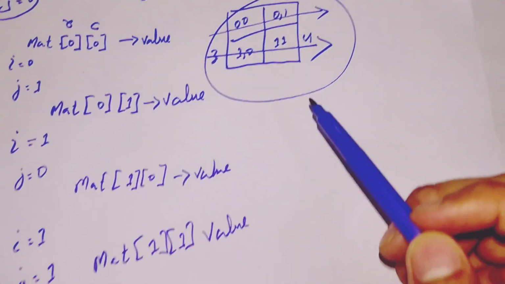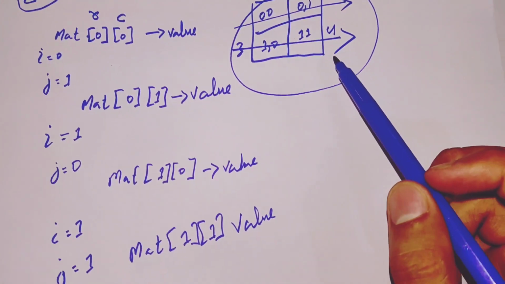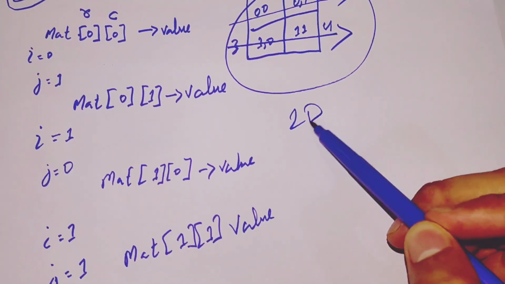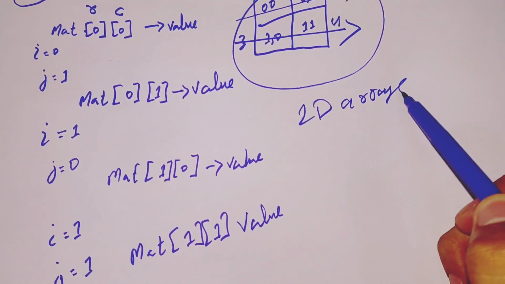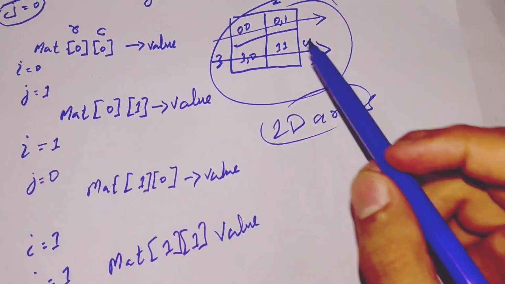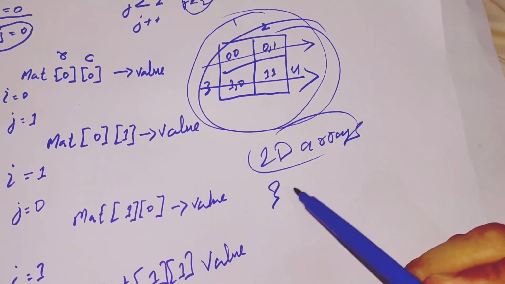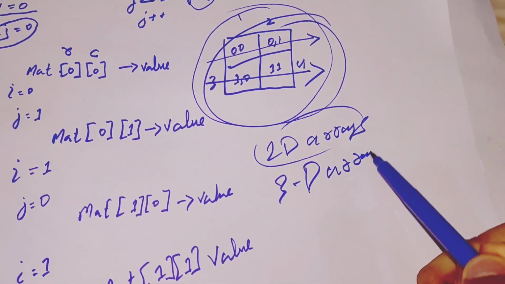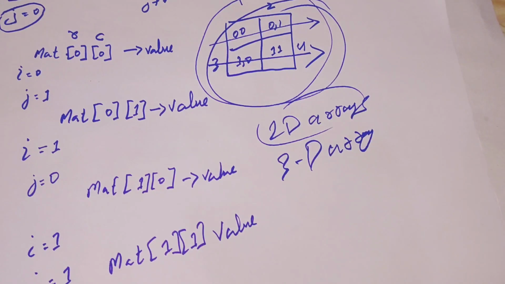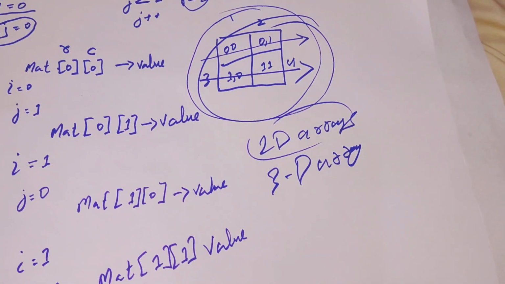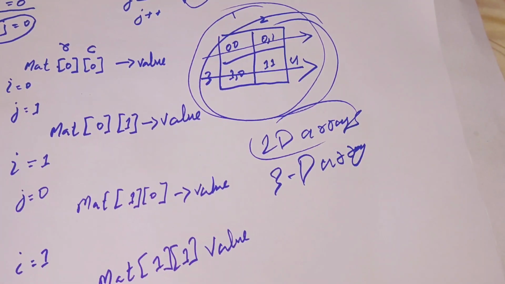Okay, so this was the concept behind how you can access 2D arrays and how you can perform multiple operations, and you can use the same concept for multi-dimensional or three-dimensional arrays as well. So I hope this would have helped you to understand the working of two-dimensional arrays.